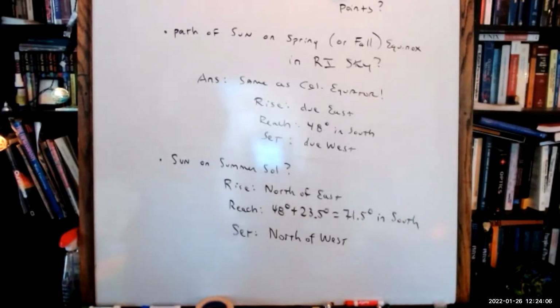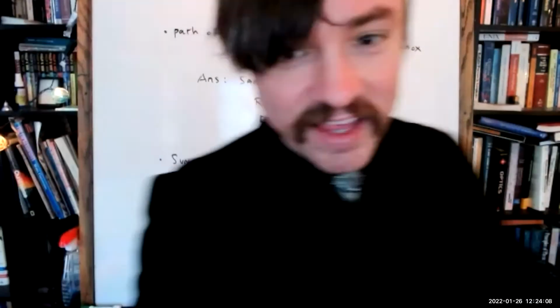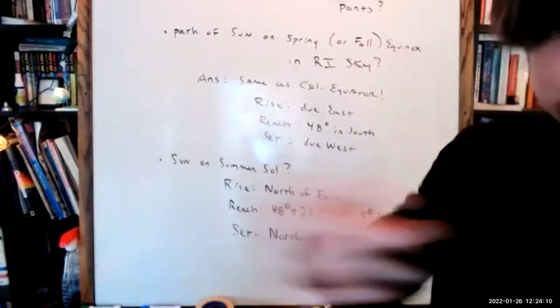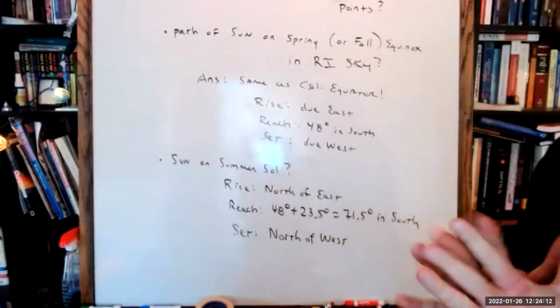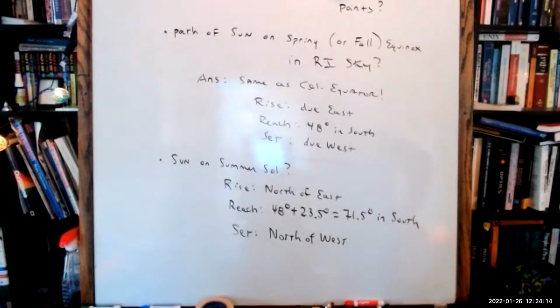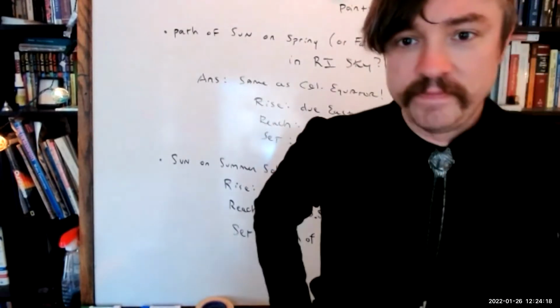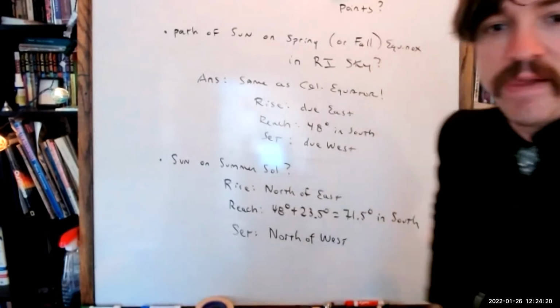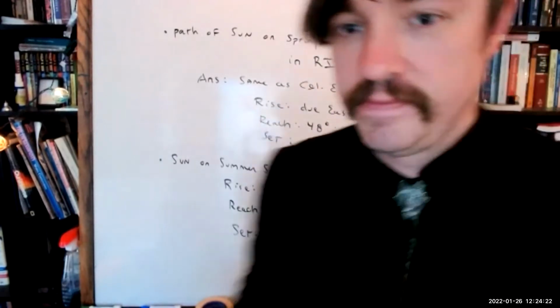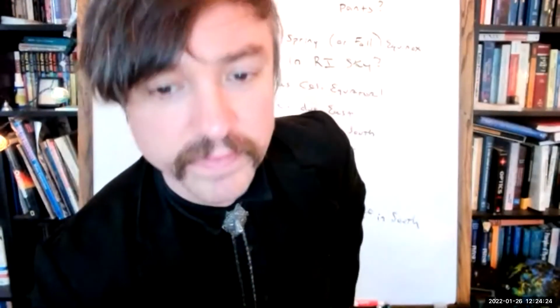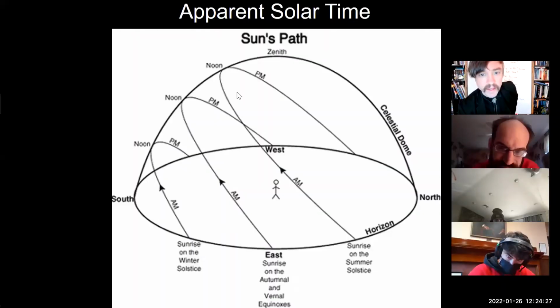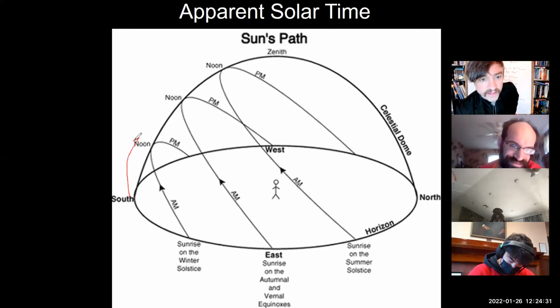Cool beans. You're using the horizon system and the equatorial system in cahoots with each other, and our brains are percolating. Now, I have a question. For the winter solstice, the rise and the set, would it be south of east and south of west? Yep. And if you want to be a real badass, you can tell me the altitude of the sun at its highest point on the winter solstice.